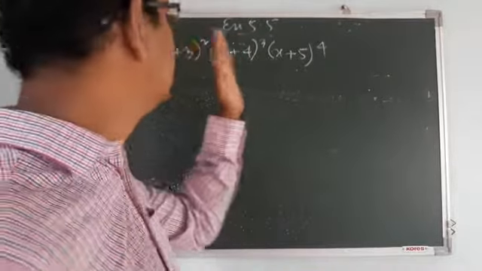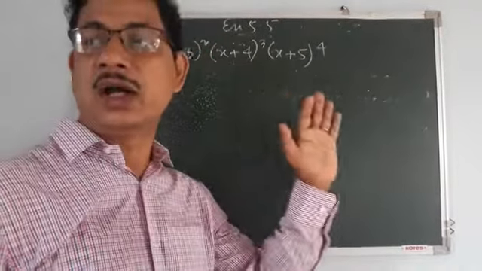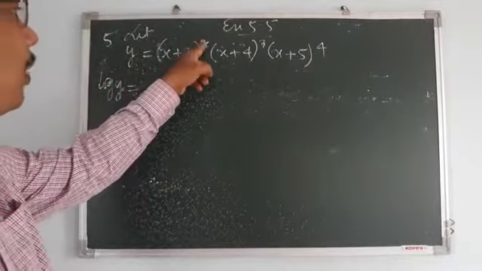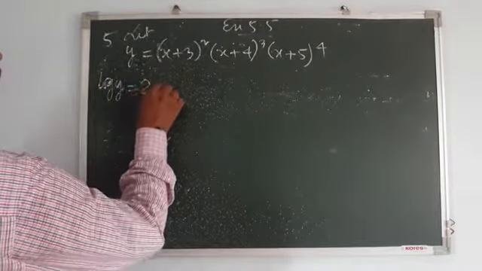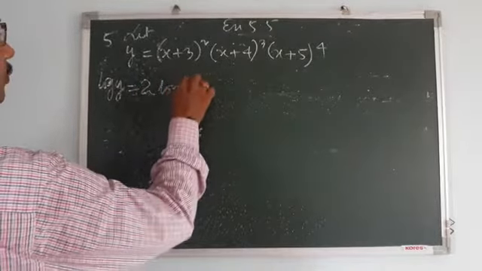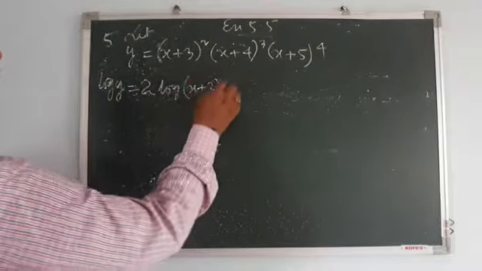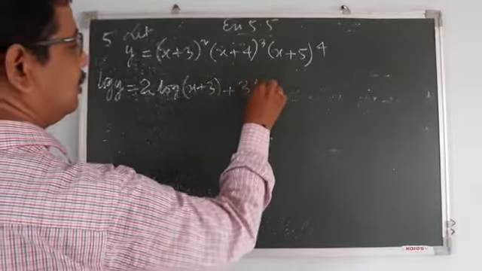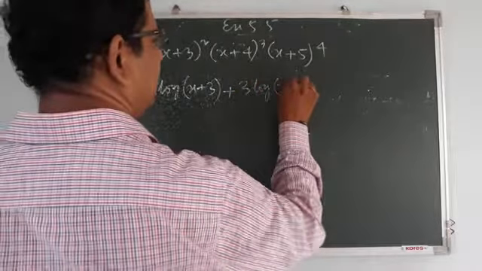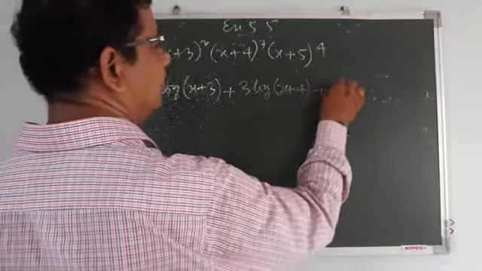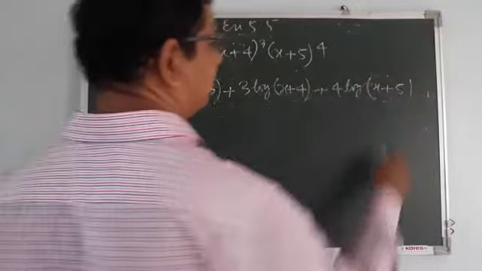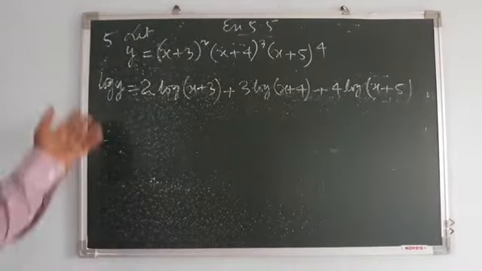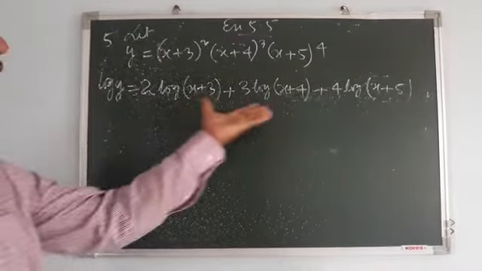It is the rule that if it is in product form, you will write in plus plus. The power will come in the front. So ultimately, it will be twice log x plus 3, then 3 log x plus 4 and then 4 log x plus 5. So what we have done, we have introduced log like that.